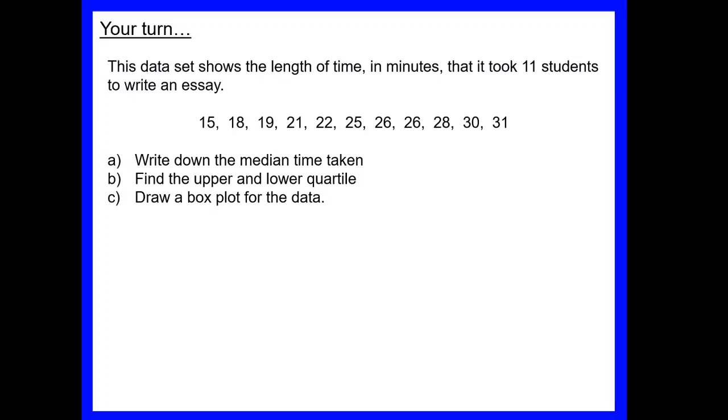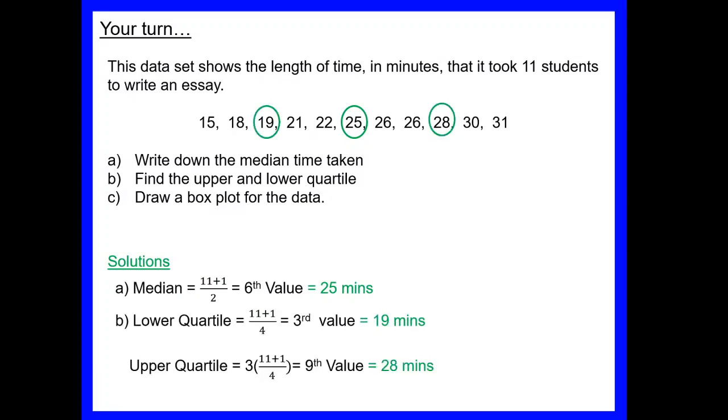All right, so let's have a look at the solutions for those then. So our median time taken then, there are 11 people, so remember to do 11 plus 1 divided by 2 is the sixth value, which was 25 minutes. The lower and upper quartiles, 11 plus 1 divided by 4 means we needed the third value, and multiplying that by 3 meant we needed the ninth value. So we've got 25 minutes, 19 minutes and 28 minutes.